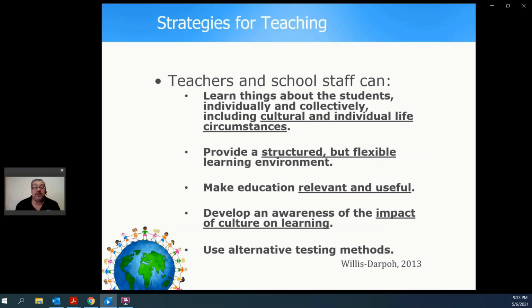Teachers and school staff can learn things about the students individually and collectively. They can provide structured but flexible learning environments. I think that's huge. And then, of course, make education relevant and useful. Always try to relate it to how it's relevant to them. And then use alternate testing methods. I've already kind of shared some of the testing methods I use.